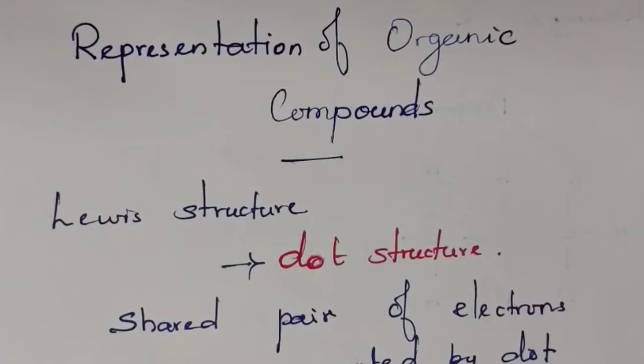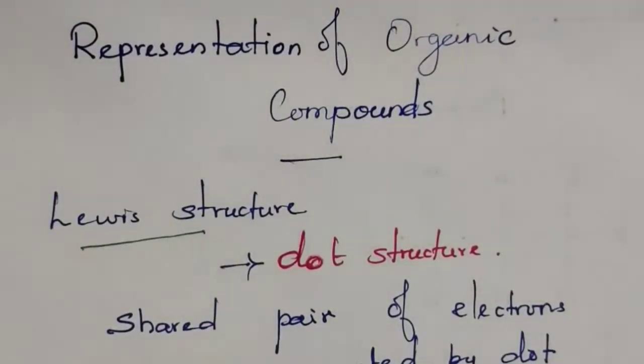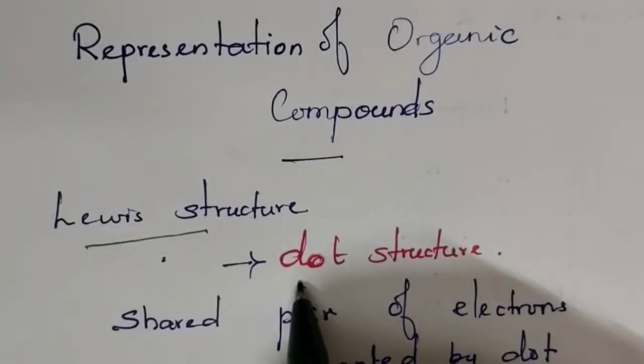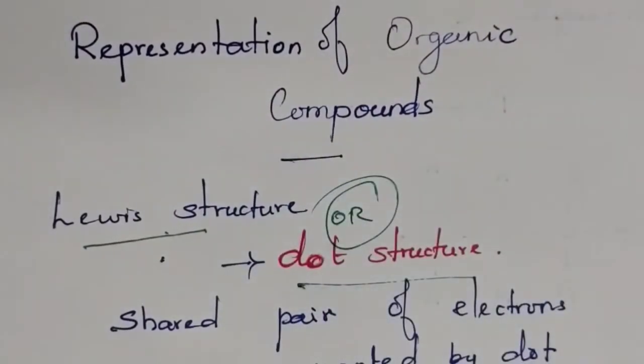Representation of organic compounds. Organic compounds can be represented in different manners. One of the simplest methods is the Lewis structure. The simplest method of representing an organic molecule is the Lewis structure. The Lewis structure representation of an organic molecule can also be called a dot structure.